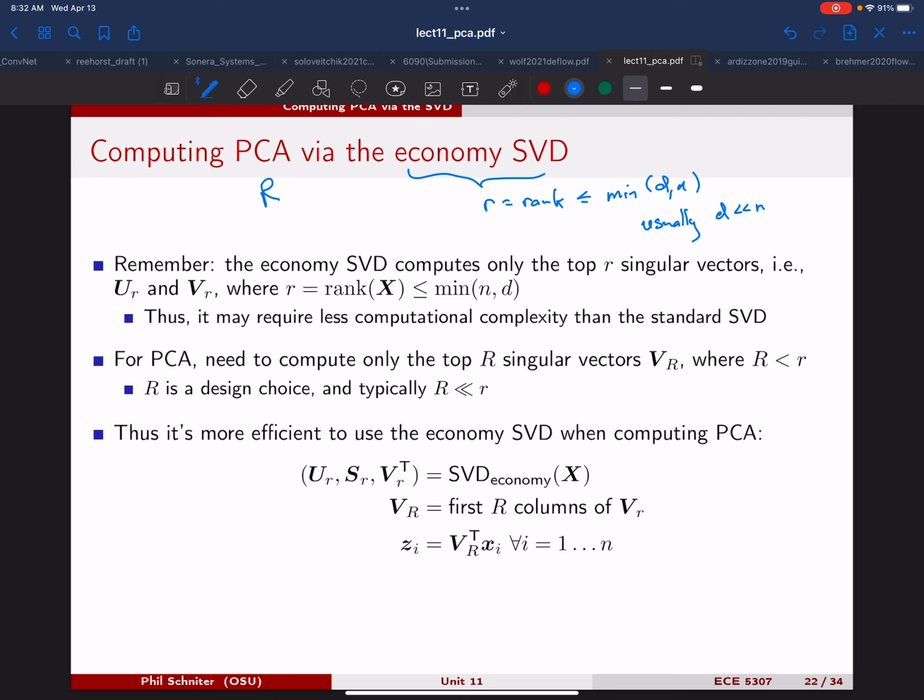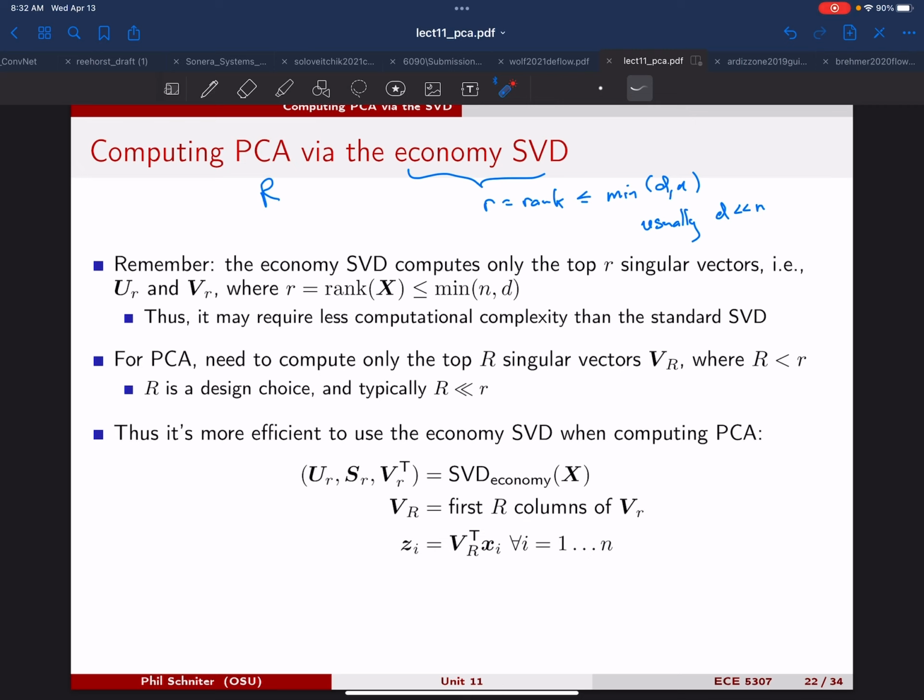And in that case, you can see that when you compute the economy SVD, you're going to take a shortcut, and your U matrix will be at most n by d. It won't be an n by n matrix, which could be a gigantic matrix.